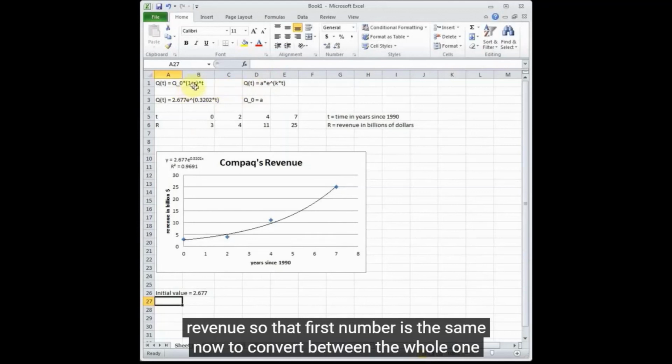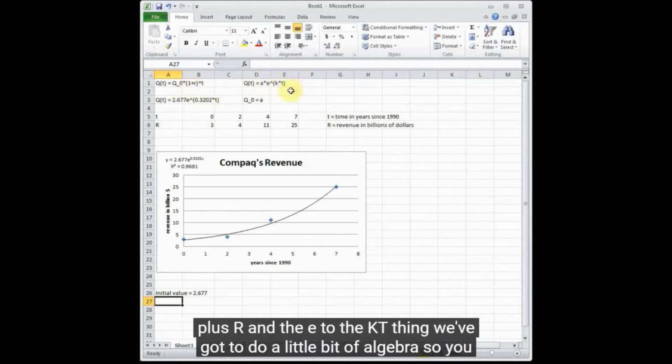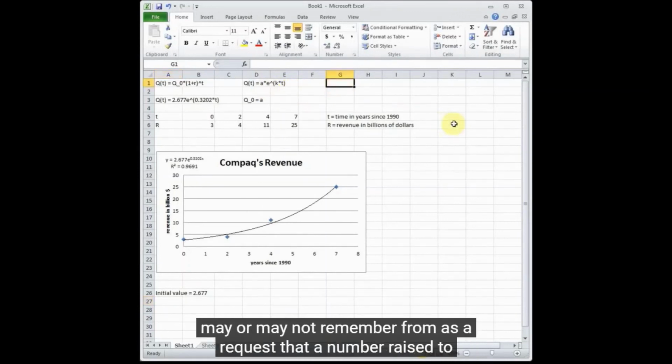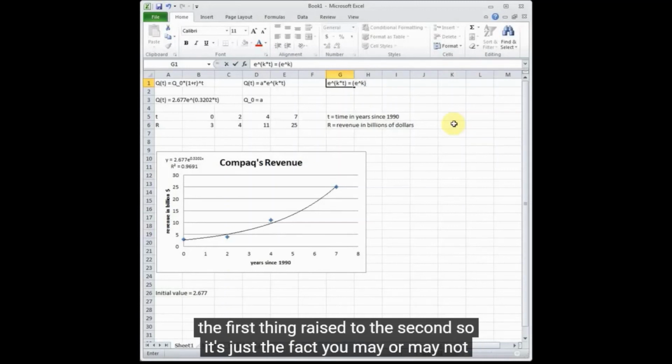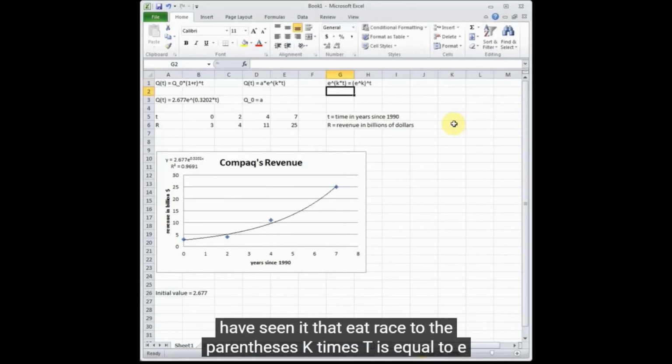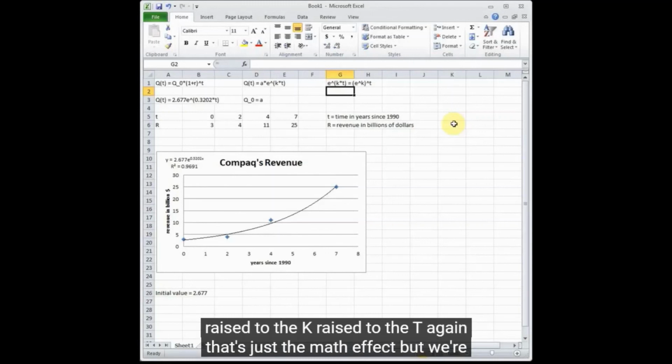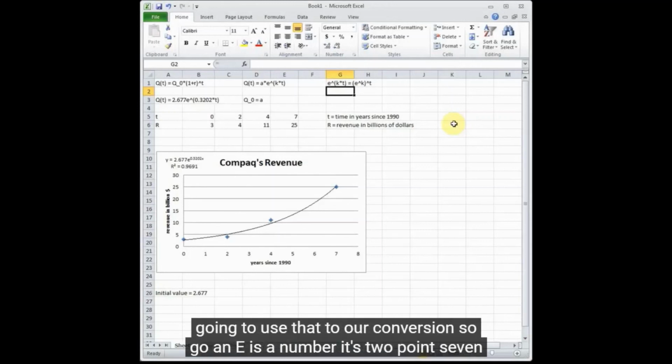Now, to convert between the whole 1 plus r and the e to the kt thing, we've got to do a little bit of algebra. So you may or may not remember from an algebra class that a number raised to a multiplication is equal to that number raised to the first thing, in parentheses, raised to the second. So it's just a fact, you may or may not have seen it, that e raised to the parenthesis k times t is equal to e raised to the k, raised to the t. Again, that's just a math fact. But we're going to use that to do our conversion.